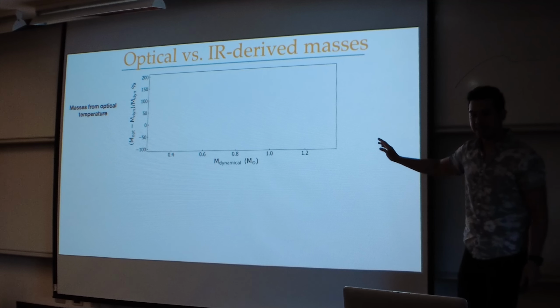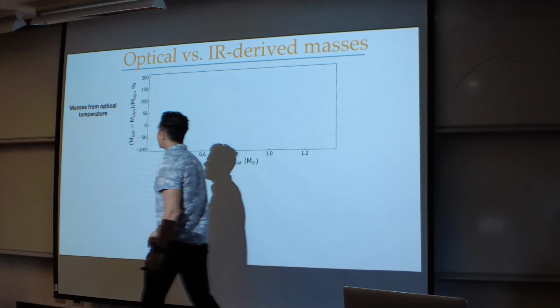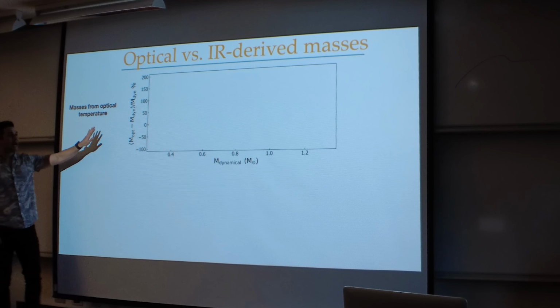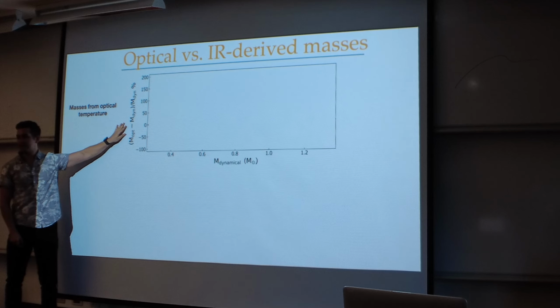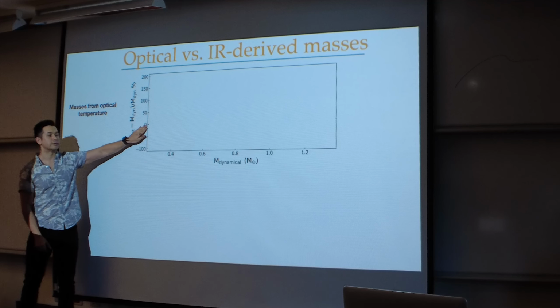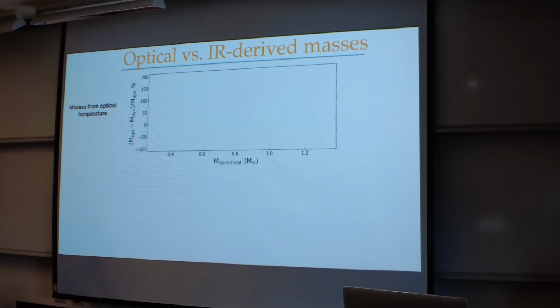Okay, so this is the last plot of my talk, the last difficult plot. And what we have here is I'm showing how different the expected mass is when you use optical observations as a function of the true mass of the star. Right? If they're around 0, that will mean the optical temperatures are great for measuring masses in stars.